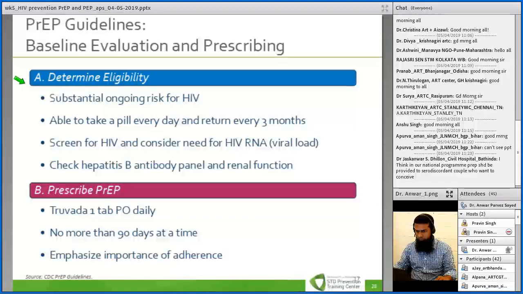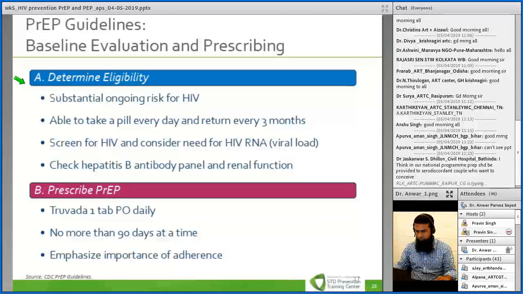There is a comment: I think in our national program, PrEP should be provided to serodiscordant couples who want to conceive. Yes, that might come in future. Like I said, there is no denial for post-exposure prophylaxis, and the program focuses on very specific things. And I agree with you, and let's discuss that also in a few slides.